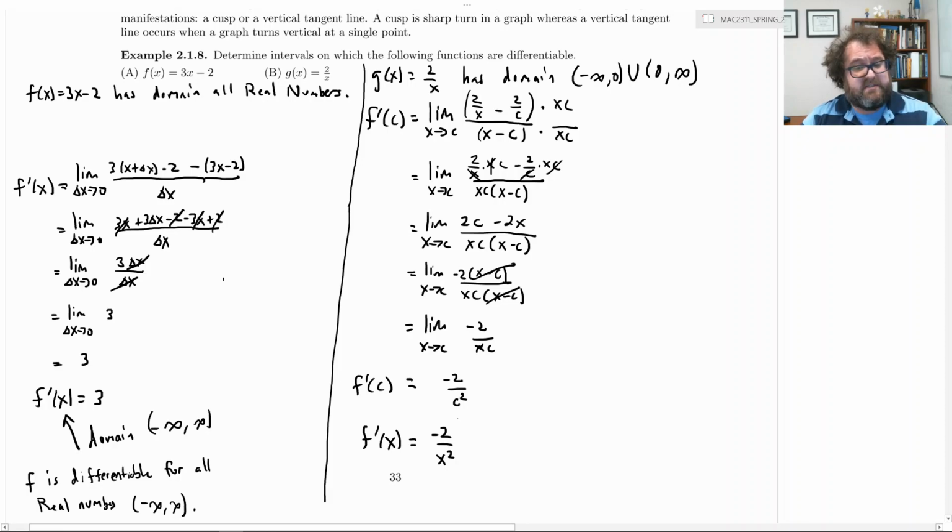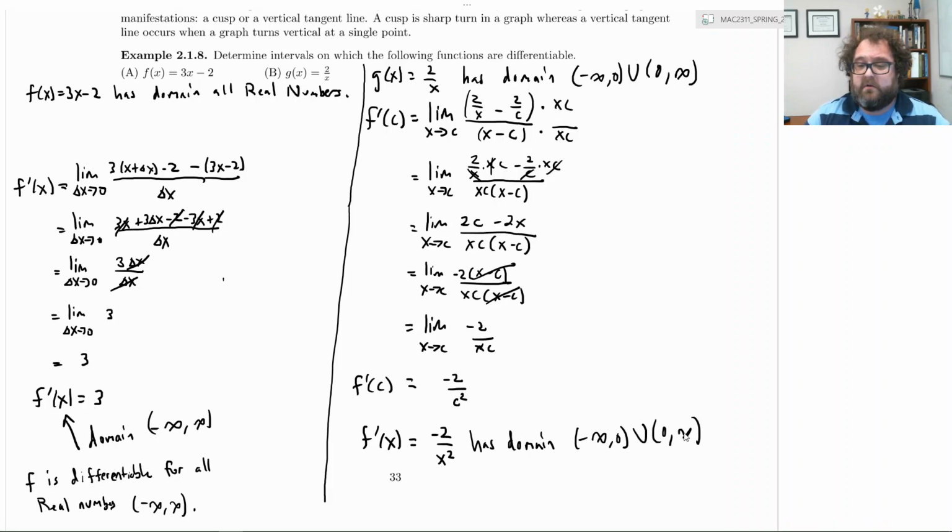The point of this exercise is saying, well, what's the domain of this derivative function? Okay, so this has domain, well, actually has domain all real numbers except for 0 again. So negative infinity to 0 union 0 to infinity. Okay, so where is it differentiable?